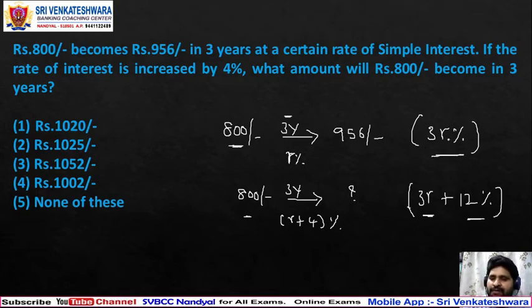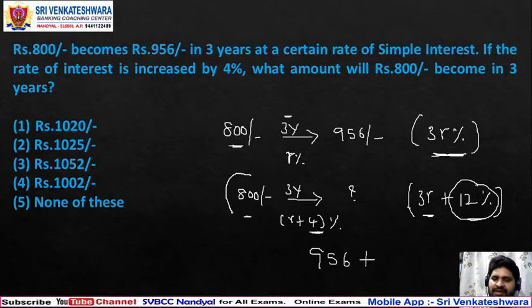But I know if you pay at a rate of 3r, we'll get 956 rupees. But the difference from here to here is what? Because of that extra 4, we are getting 12% more. Each year 4%, in 3 years I'll get 3 fours, 12%. That means if I add that extra 12, I'll get the answer. What is that extra 12?